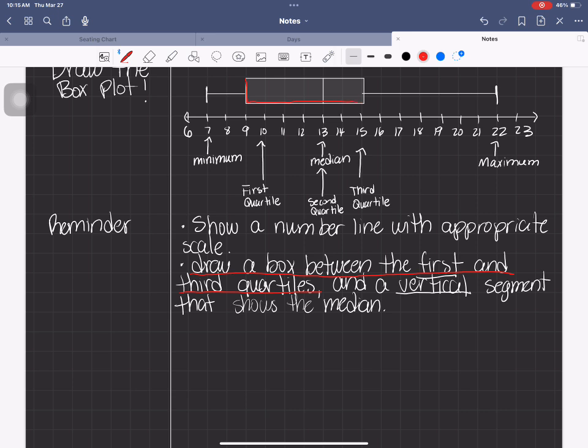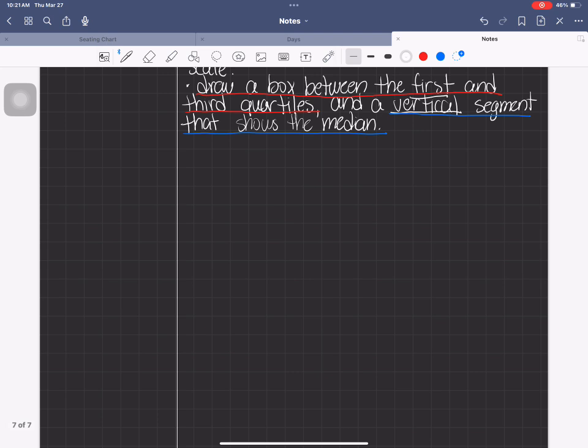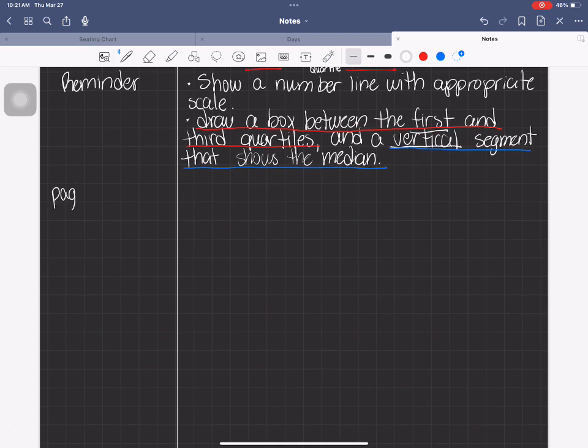But anyways, you draw a box between the first and third quartiles and then a vertical line that shows the median. Do you see that I put a line where the median is? That's exactly what a box plot is. Like I said, I did mess up there in the first quartile. I should have drawn my box starting at the first quartile. So go ahead and fix that on your notes. I don't have time because I'm going to post this video soon.